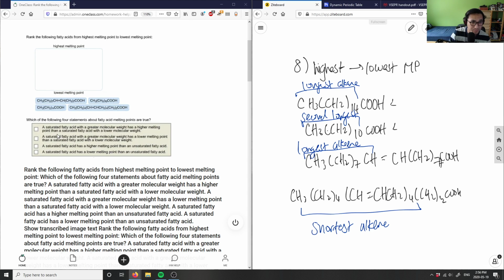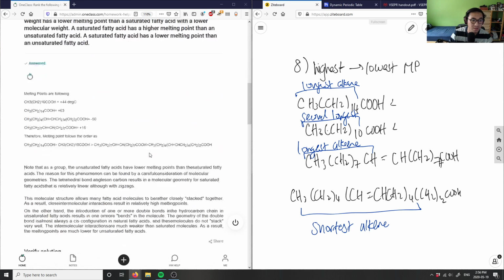B says a saturated fatty acid with a greater molecular weight has a lower melting point. This here is false because it has a higher melting point than a saturated fatty acid with a lower molecular weight. And then C says a saturated fatty acid has a higher melting point than an unsaturated one. That is true because alkanes have higher melting points than alkenes, which makes D false, right? D says a saturated fatty acid has a lower melting point. This here is false because it's higher in melting point. So A and C are true.